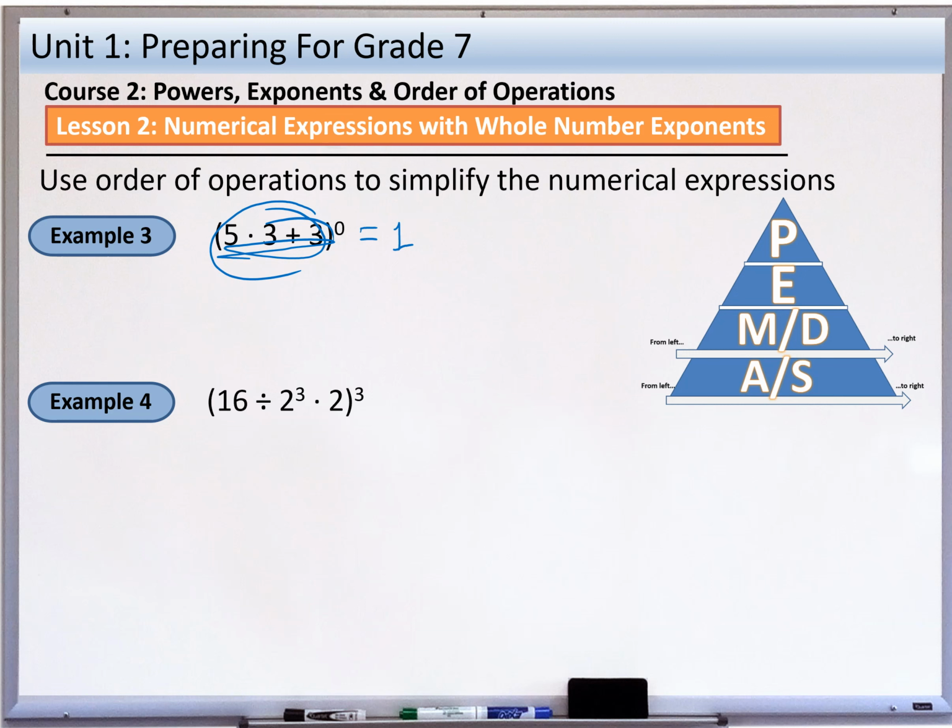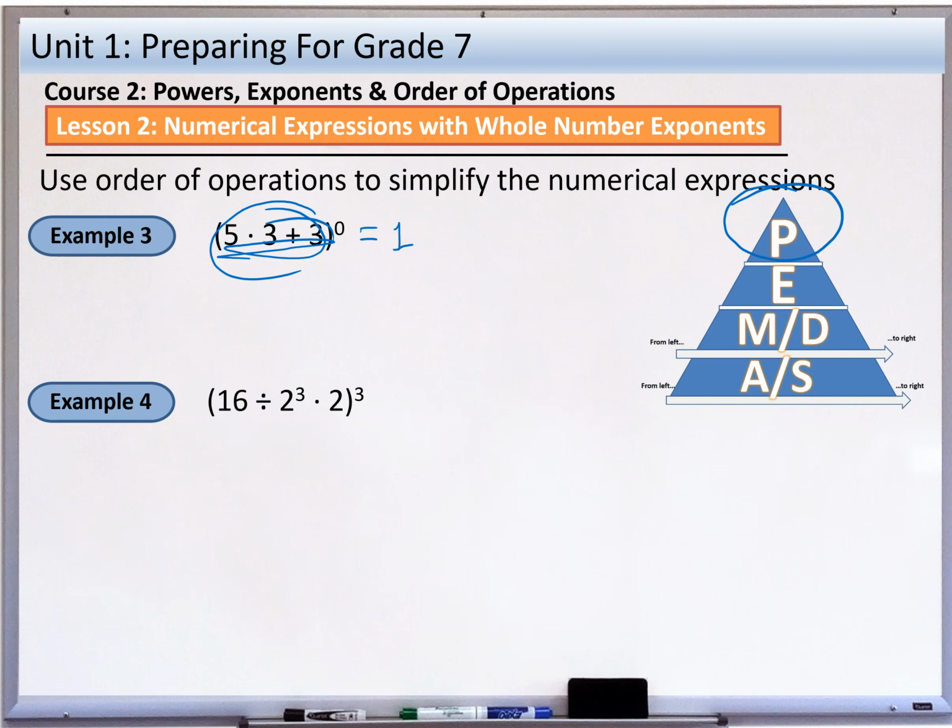All right, the next one should be a little more interesting. We have 16 divided by 2 to the power of 3 times 2. That quantity is raised to the third power. So we have to do everything inside our parentheses first. And when we're done, we raise it to the power of 3. So we have about 45 seconds. We should be able to finish this one.